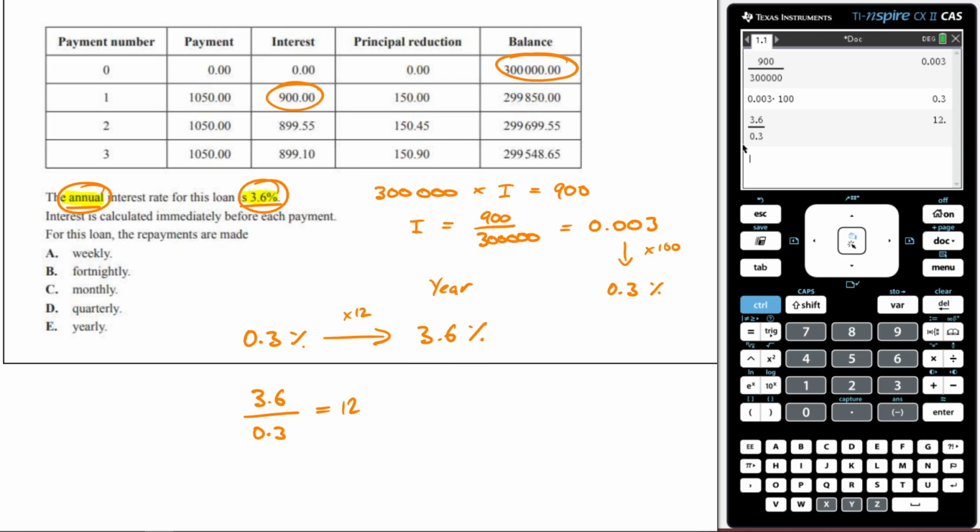So that means if it's 12, well, there are 12 months in a year. So my answer is C, monthly. So that's the thinking going on there. You have to figure out how many times does 0.3 fit into 3.6, and because it fit in 12 times, that means it's monthly. If it went in 52 times, it means it would be weekly. If it fit in once, it would be yearly. If it fit in 4 times, it would be quarterly. Because it fit in 12 times, it's monthly. So that's the thinking that's going on there.